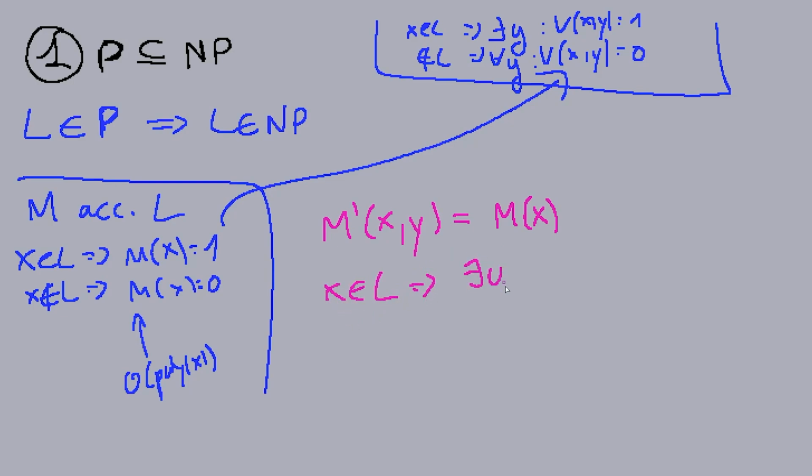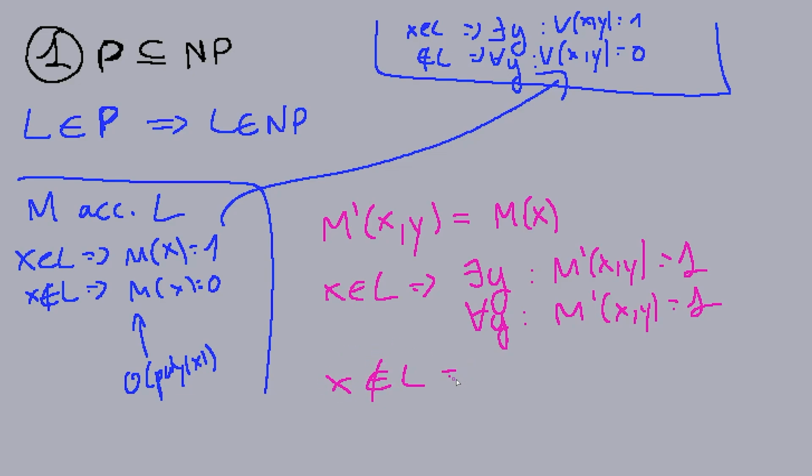And so here, if x is in L, then there exists indeed y such that M'(x, y) is equal to 1. Actually, because we don't care about the y here, for all the y's this is equal to 1. In the same way, if x is not in L, then no matter the y that we choose, because we always ignore it, for all the y's M'(x, y) will simply be equal to M(x), and because x is not in L, M(x) will be equal to 0. And this is how we prove that P is indeed included in NP. And this part is really obvious.